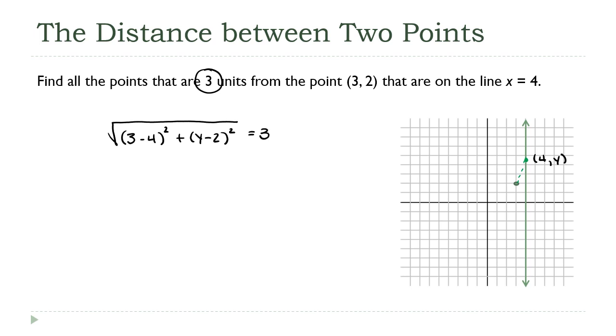Okay, great. Now I've got an equation, right? All I need to do is solve this for y. So first I'm going to simplify inside that square root. 3 minus 4 is negative 1. Negative 1 squared is positive 1. So this is the square root of 1 plus y minus 2 squared. That equals 3. So let's see, next square both sides. 1 plus y minus 2 squared equals 9. Subtract 1, y minus 2 squared equals 8.